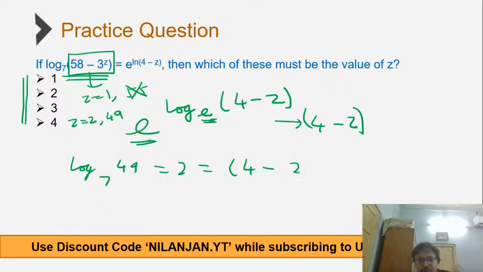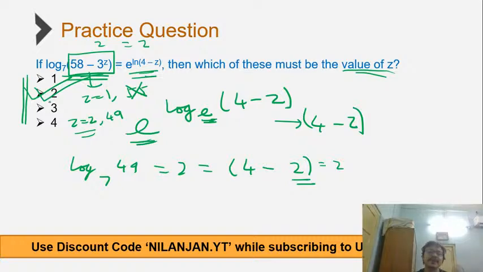where z is equal to 2, which means basically if z is equal to 2, then not only is the left hand side satisfying, but the right hand side is also satisfying. Both LHS and RHS become equal to 2, because at z equal to 2, this becomes log 49 base 7, which is 2, and this also becomes 4 minus z, that is 2. So basically the question is asking the value of z. The value of z is option B, that is 2.